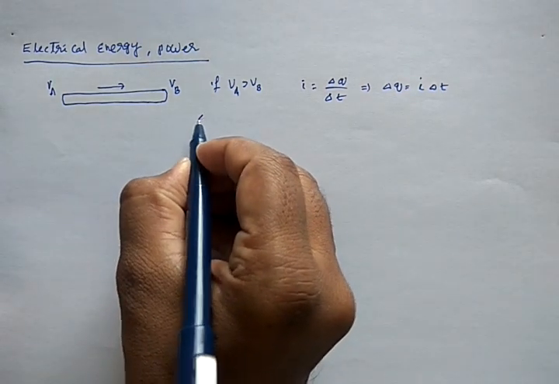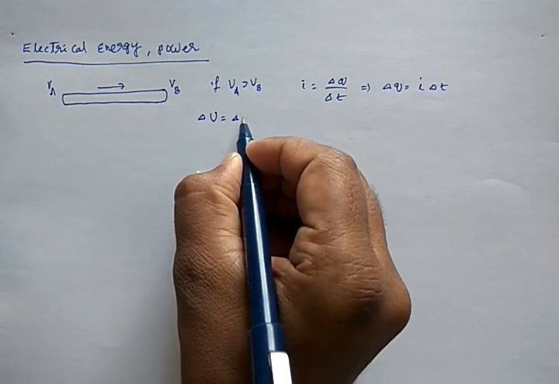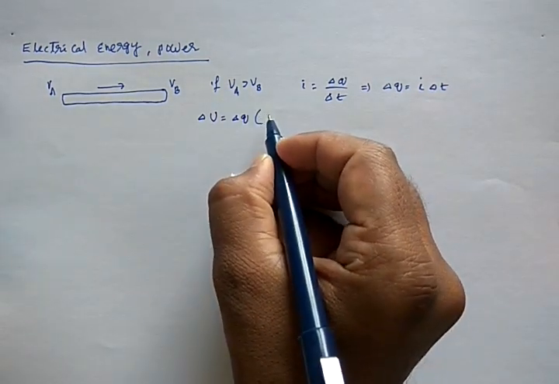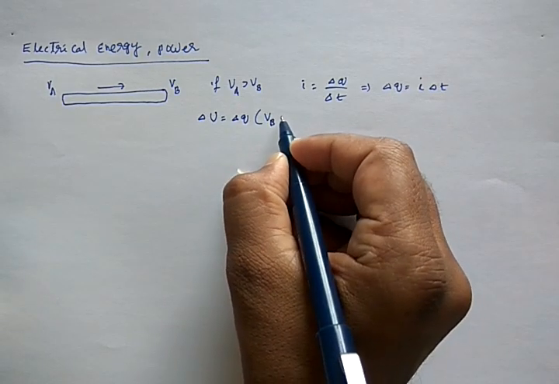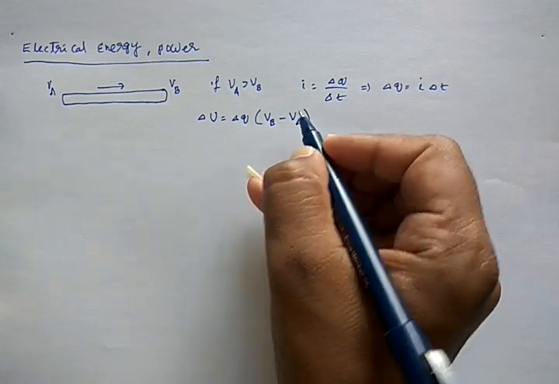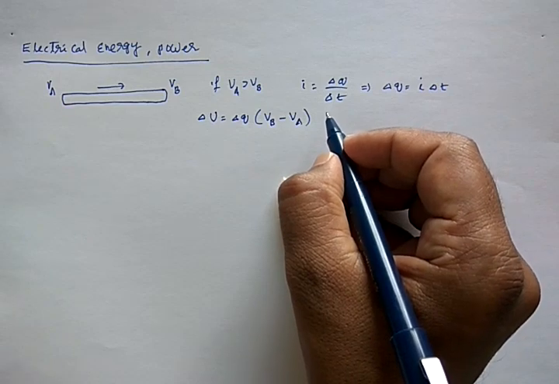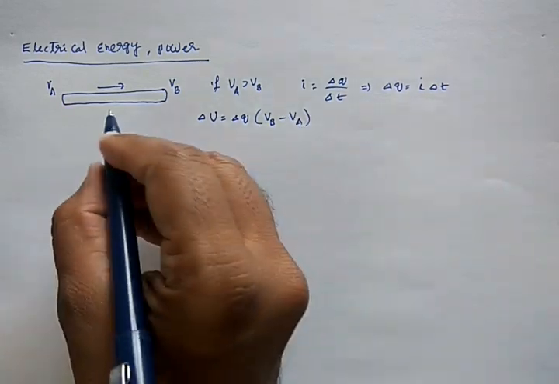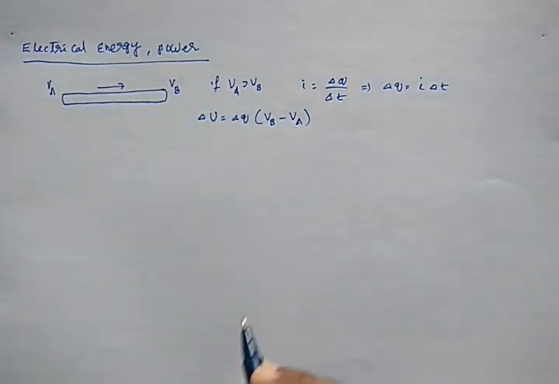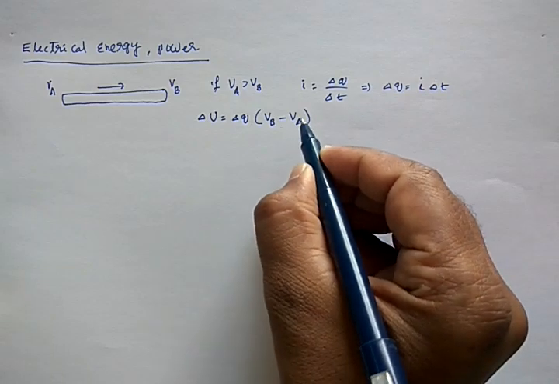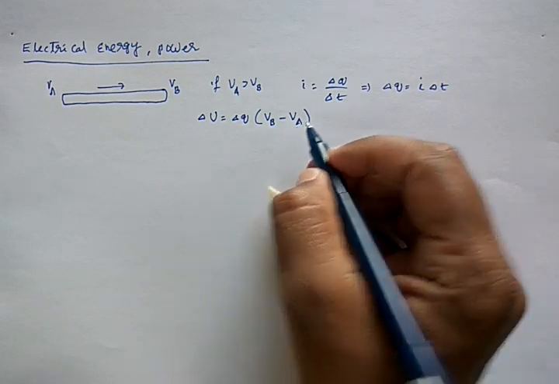The change in potential energy of this charge is delta Q times the voltage difference between the 2 points, that is, voltage at the final point minus voltage at the initial point. This is the change in potential energy of the charge that is going from this point to that point. Now we know that VA is greater than VB, so when you take this difference you get a negative number.